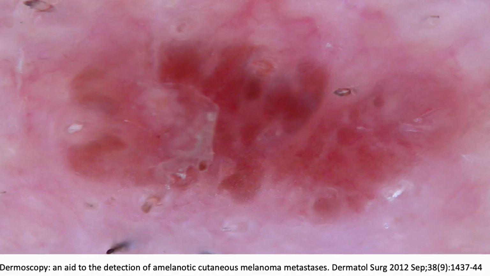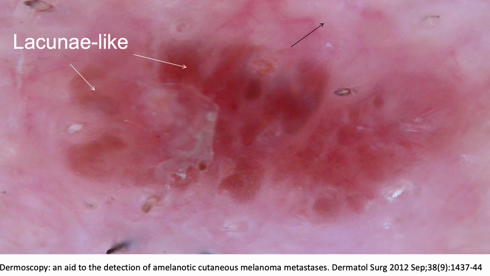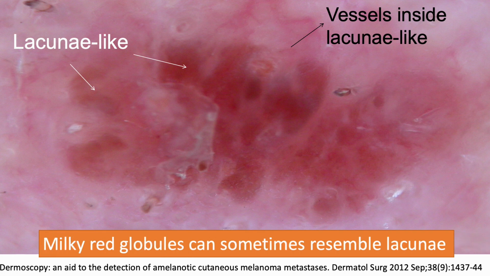Again, another example, in this case, you have these lacuna-like structures and not really septae, plus vessels inside the lacunae. So this has been termed also milky red globules that can resemble lacunae. And this case was an amelanotic melanoma metastasis on a patient with history of melanoma.